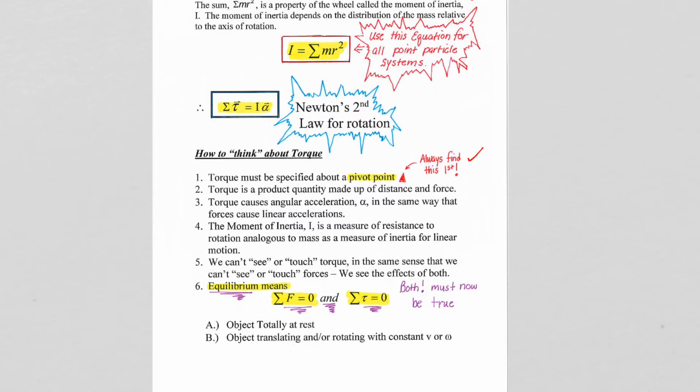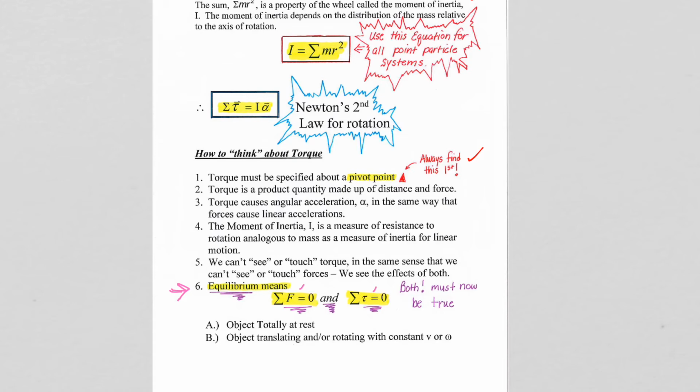You always have to start with your pivot point, and what is also super important is that equilibrium now means for us that the sum of the forces has to equal 0 and the sum of the torques has to equal 0. If both are not true, then we cannot say that an object is in equilibrium. Now we have two types of equilibrium. We have static equilibrium, where the sum of the forces equals 0 and the sum of the torques equals 0.